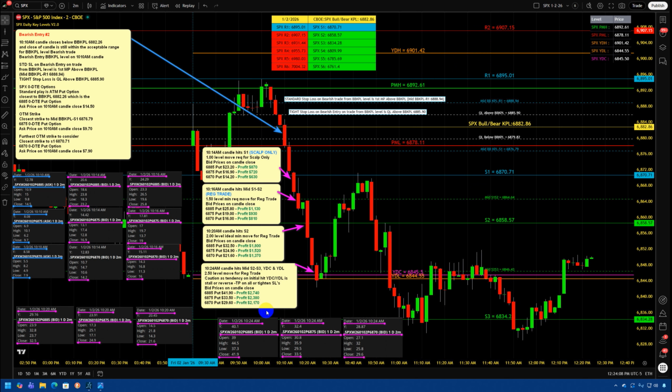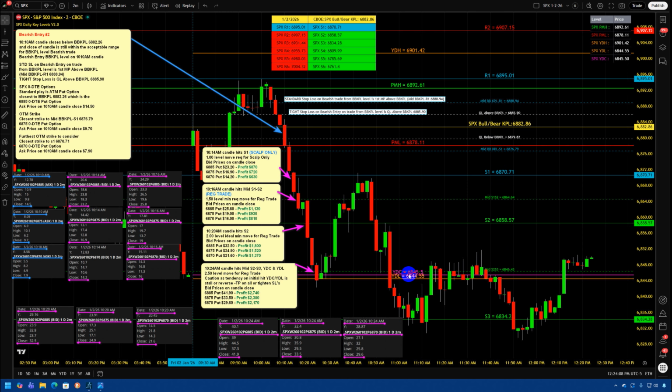Okay, so at 10:24 a.m., the candle hits mid S2, S3, as well as YDC and YDL in this candle here. So this is a 2.5 level move. You have 1 level, 1.5 levels, 2 levels, 2.5 levels, which happens to be in confluence with these here.